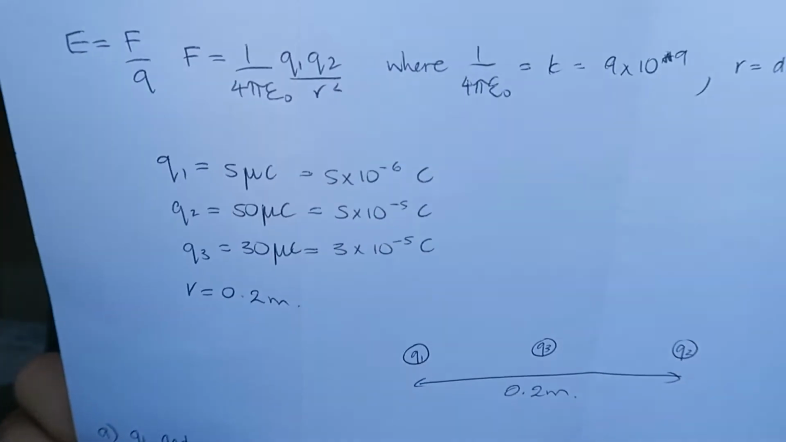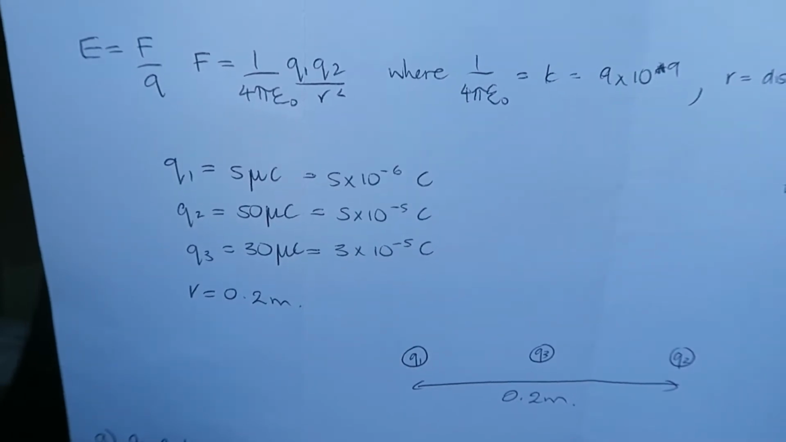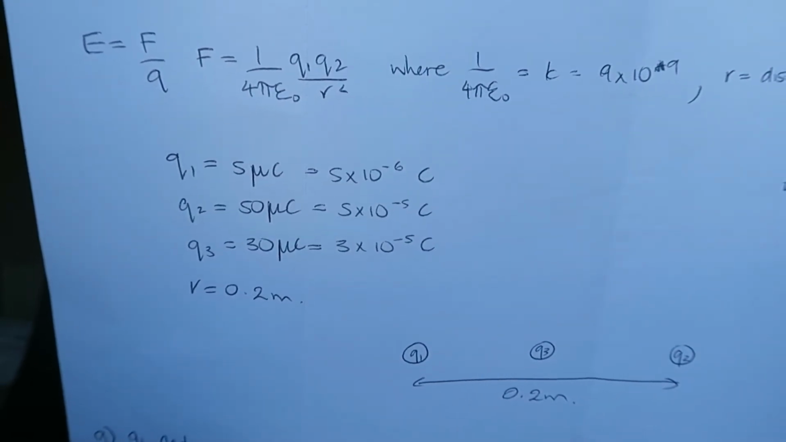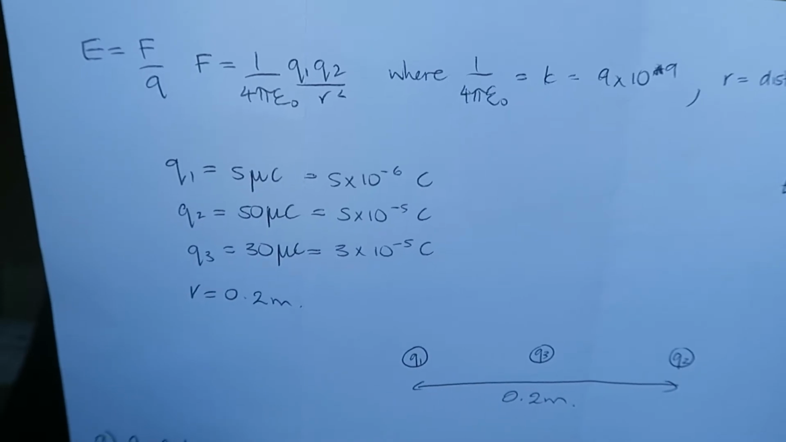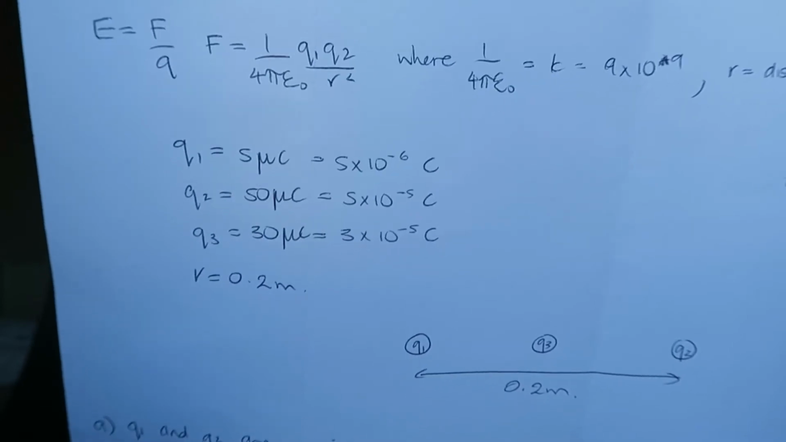Alright, so let's have a look at our charges. We've got Q1, Q2 and Q3, and there's our little diagram showing how far apart they are. We've got Q3 in the middle and Q1 and Q2 on opposite ends, and Q1 and Q2 are exactly 0.2 meters apart, or 20 centimeters. Always convert into meters first, and Q3 lies in the middle of that. So the distance between Q1 and Q3 is going to be 0.1 meters or 10 centimeters, and the distance between Q2 and Q3 is also going to be 10 centimeters or 0.1 meters.